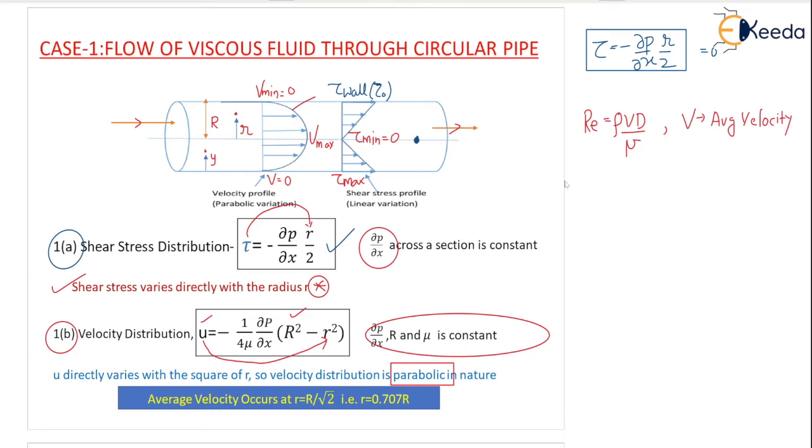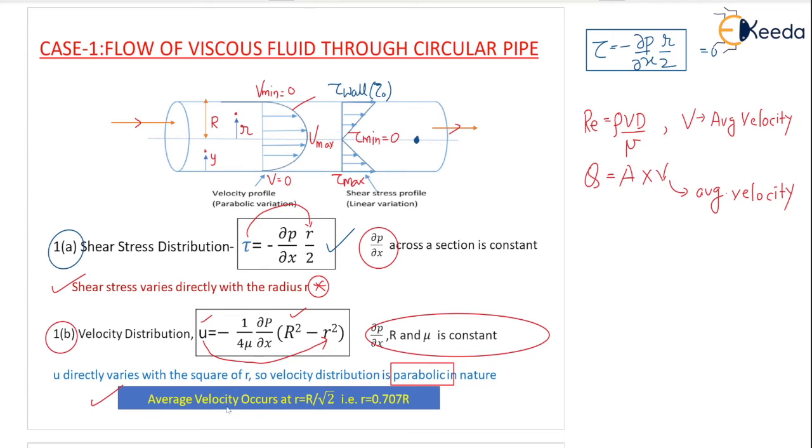When you want to find the discharge Q, Q equals area into velocity. What is this velocity? This velocity is also your average velocity, correct? So average velocity is very, very important. Definitely we should know how to find the average velocity and where the location of average velocity is. This is given here as a note in the last line.